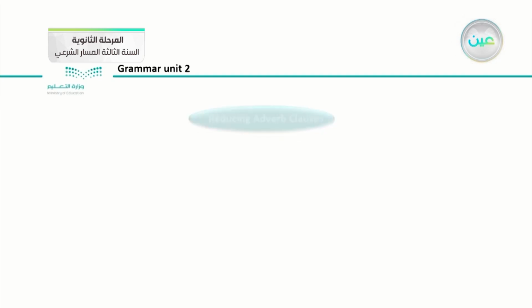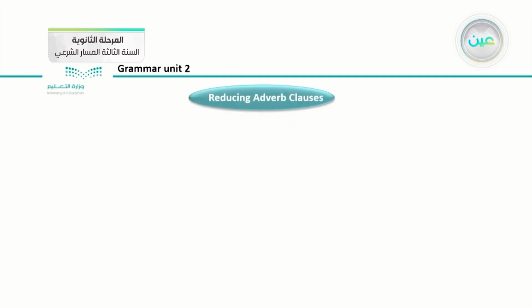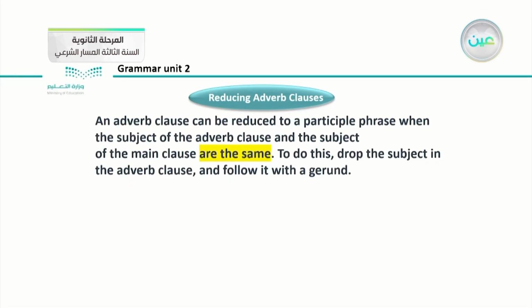Okay, exercise 2. Before we apply that, let us discuss the grammar for that exercise. Reducing adverb clauses. What do we mean by reducing adverb clauses? An adverb clause can be reduced to a participle phrase when the subject of the adverb clause and the subject of the main clause are the same. So if you find the same subject in the main clause and the adverb clause, what we should do is reduce the adverb clause. To do this, drop the subject in the adverb clause and follow it with the gerund.